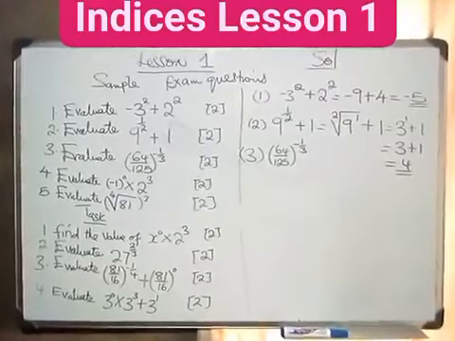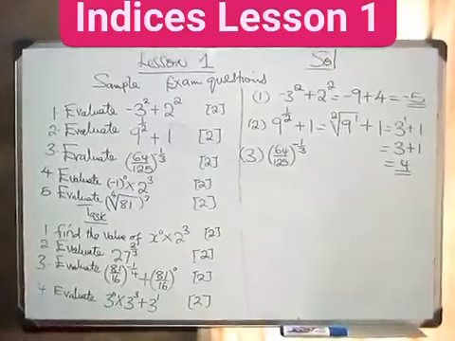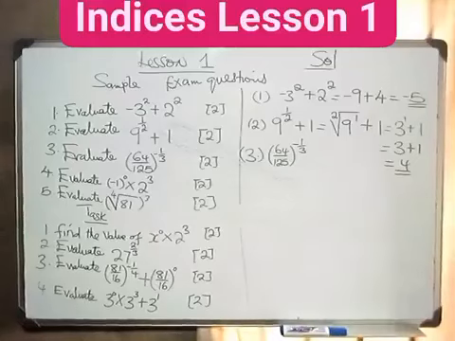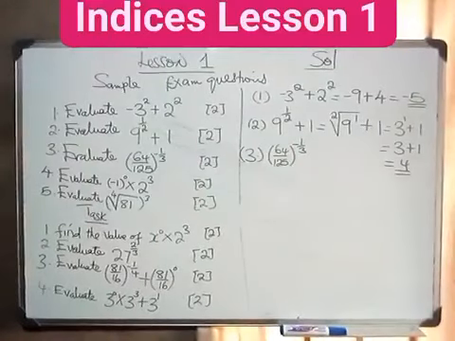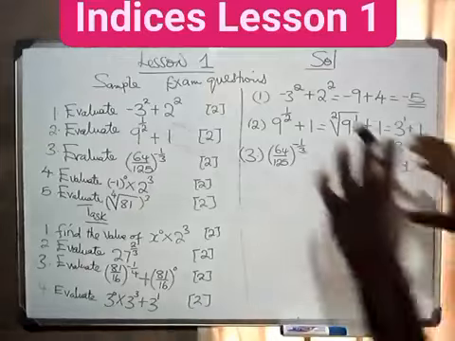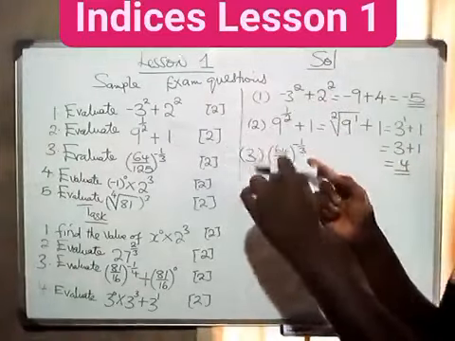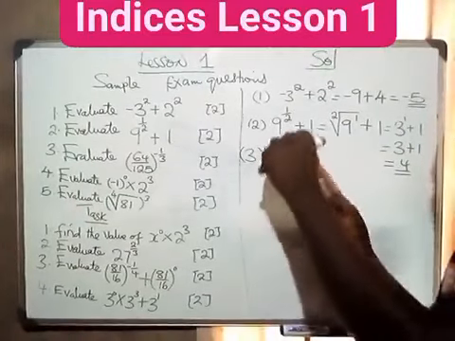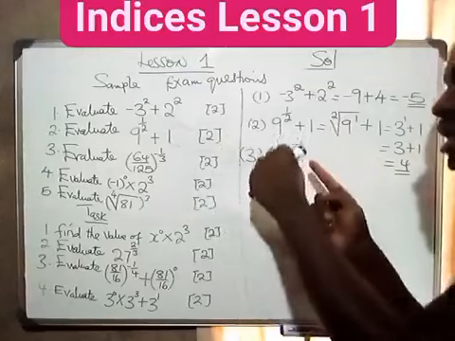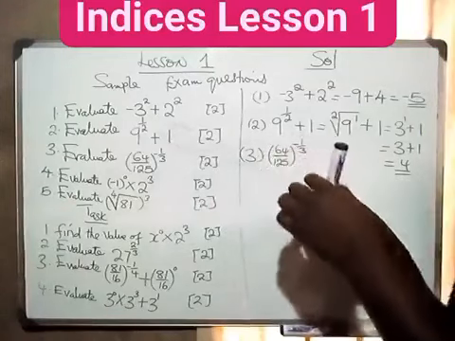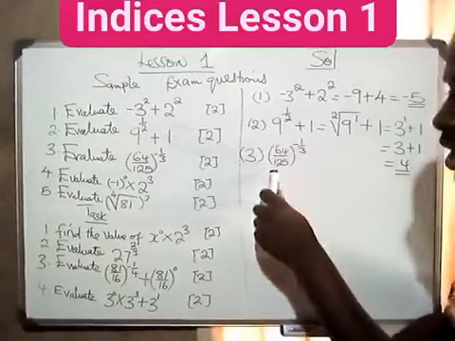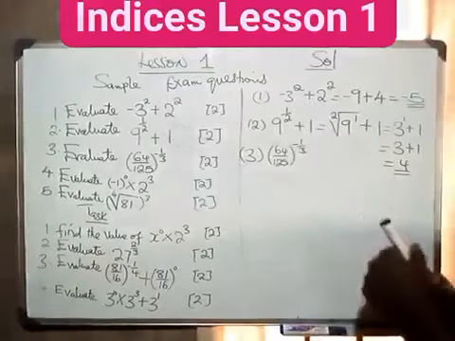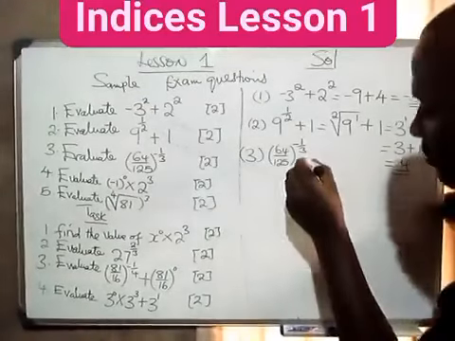So we have question number 3, which is 64 over 125 to the power -1 over 3. When you have a negative index, meaning these fractions, you reciprocate them. The denominator becomes the numerator, the numerator becomes the denominator, to the power positive. In other words, it is an inverse.